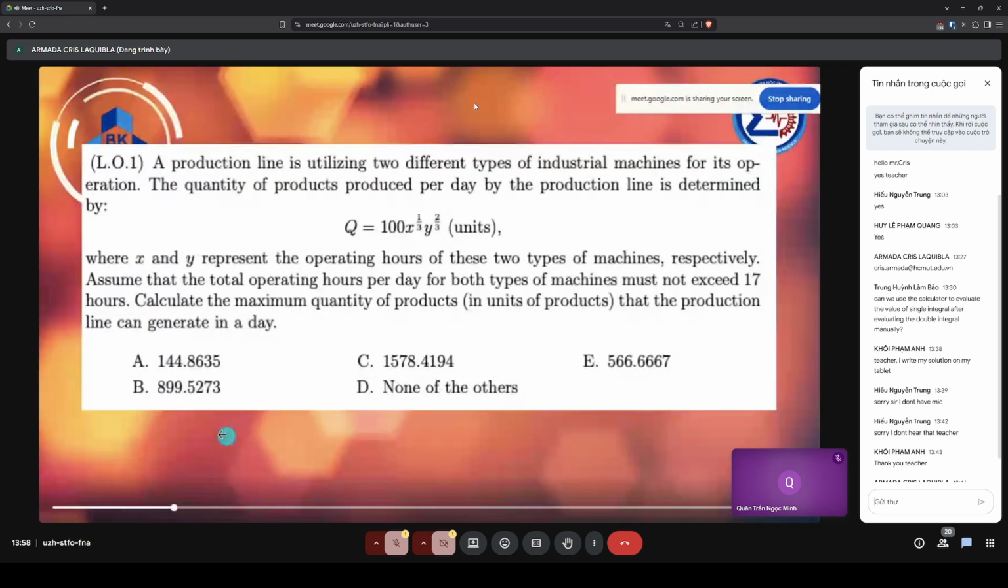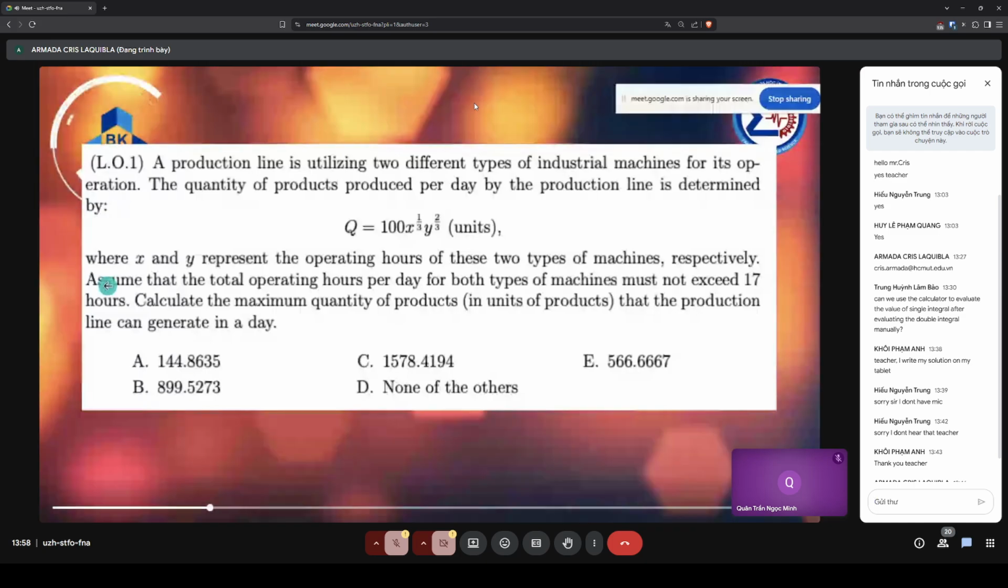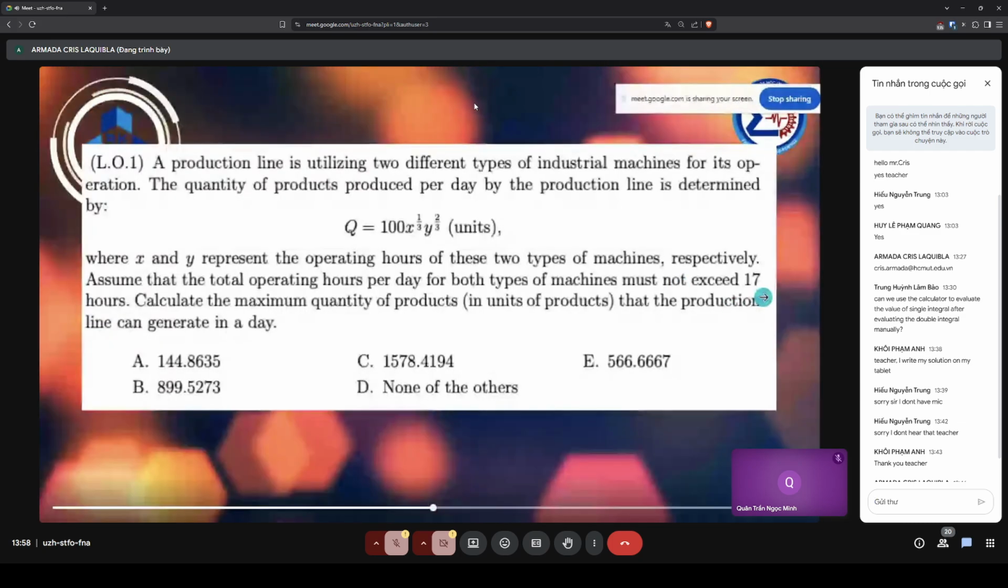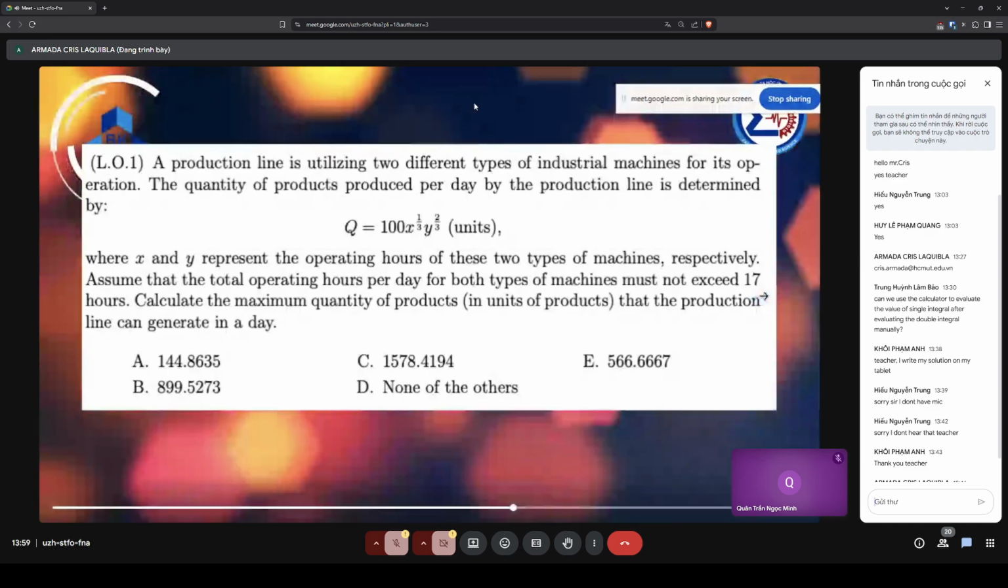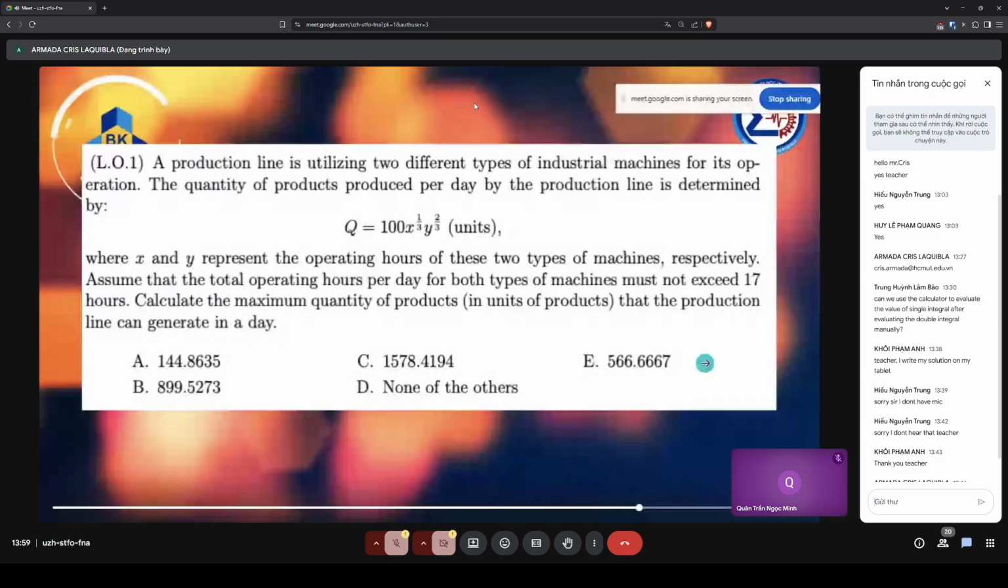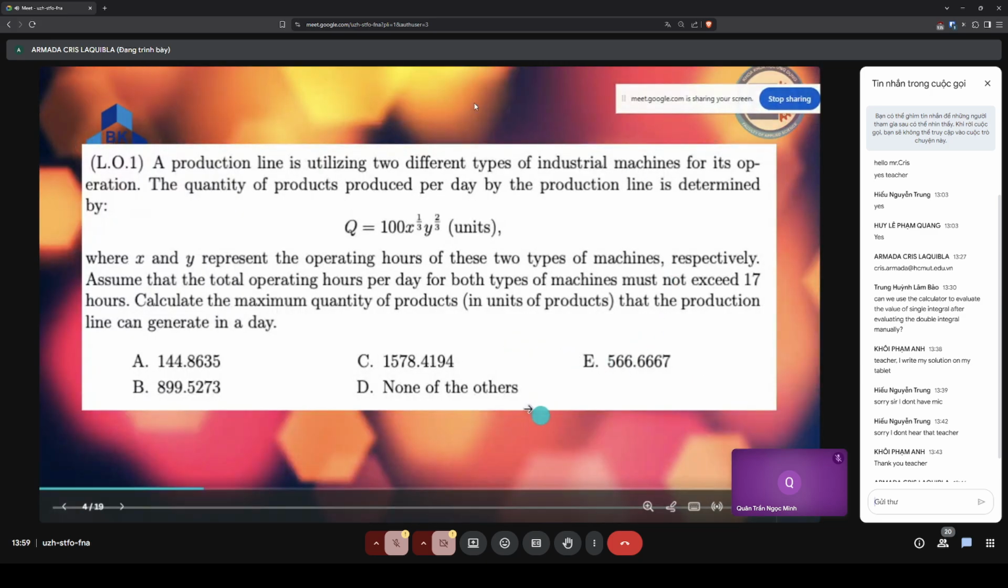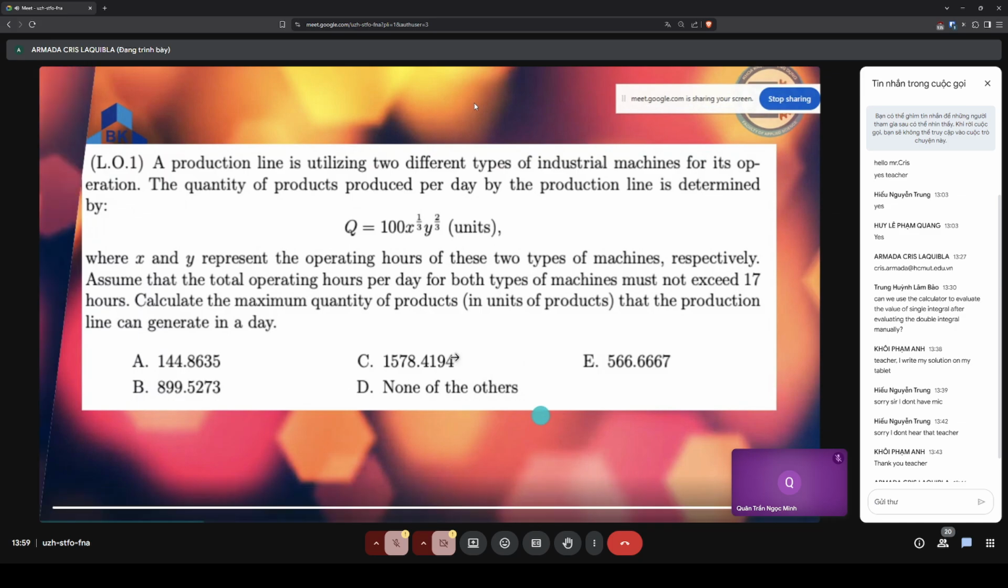The line says assume that the total operating hours per day for both types of machines must not exceed 17. So 17 is allowed, and that is why x plus y is equal to 17. It will not go beyond 17. So 17.1 is not allowed. Only 17. That is why we have x plus y is equal to 17.